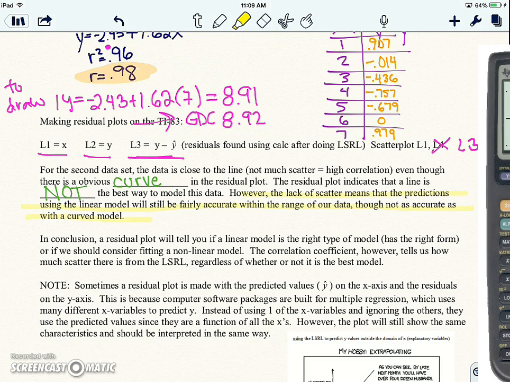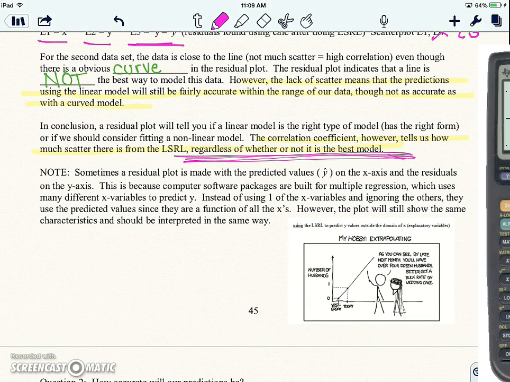They do have nonlinear models. You won't need to work with them. The correlation coefficient, however, tells us how much scatter there is from the line of best fit, regardless, I can't say this enough, of whether or not it's the best model. Note, sometimes the residual plot is made in a different way, where the y hat values go on the x-axis and the residuals on the y, and that's just different computer package software.